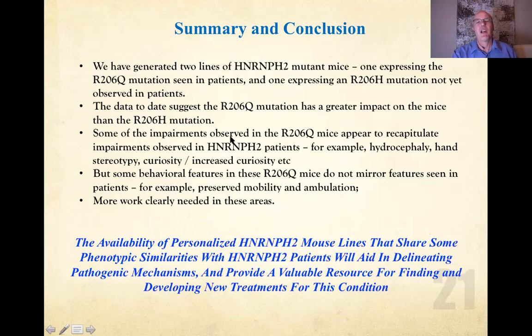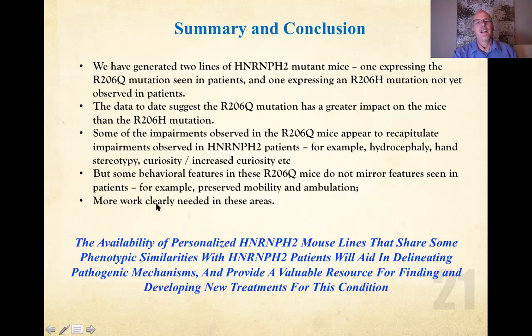We've seen some impairments in the R206Q mice that may recapitulate some of the impairments seen in patients, such as the hydrocephaly, the association with the hand stereotypies, the curiosity or increased curiosity behavior, aspects like that. They may be showing up in our R206Q mutants. But we also found some behavioral features in these R206Q mice that don't seem to mirror the features that are commonly seen in patients. And for example, the preserved mobility and ambulation would be examples of this.